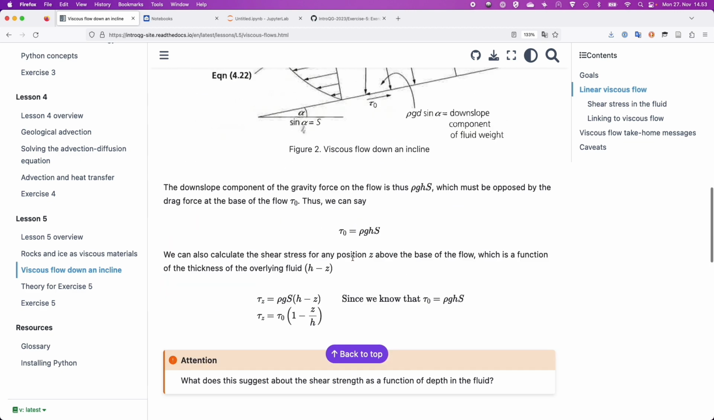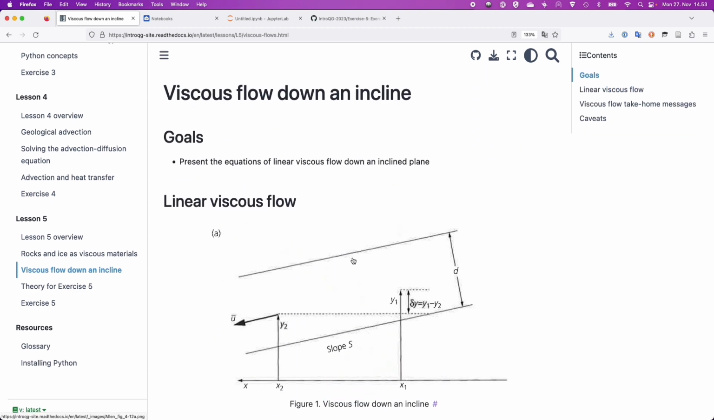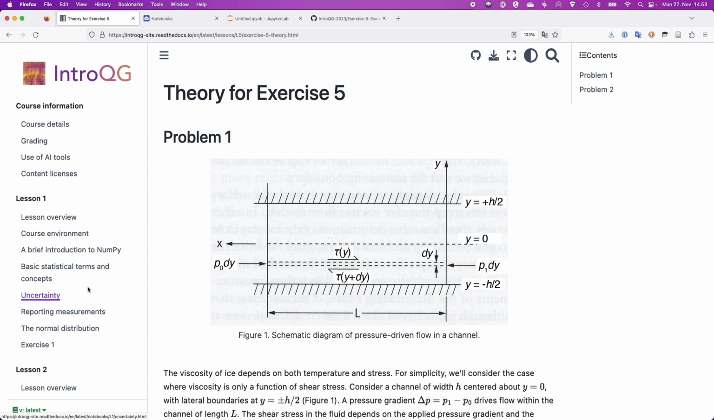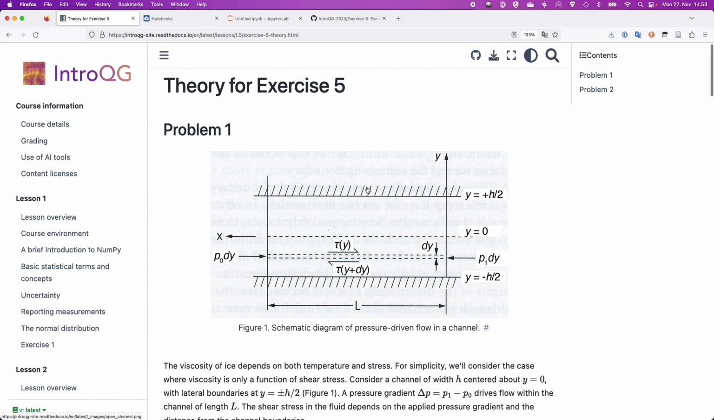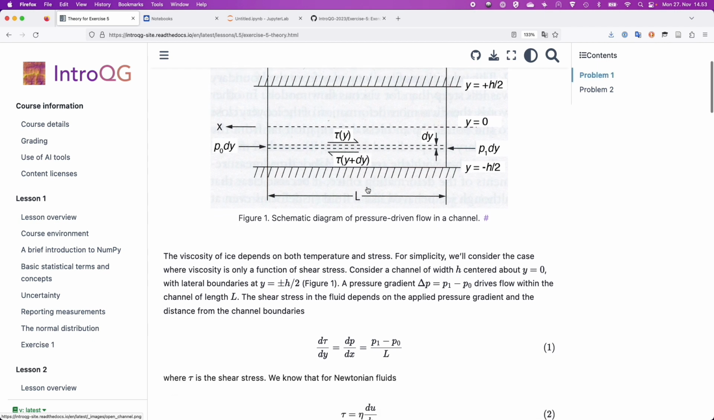But this is mostly just for reference, because I think at least for the exercise for this week, you don't necessarily need this part. What you will more than likely need is the other part, the theory for exercise number 5. Again, you don't need everything that's here, but there are a couple of equations that are going to be used in the exercise itself. So it might be nice that you can see from start to finish how this works.